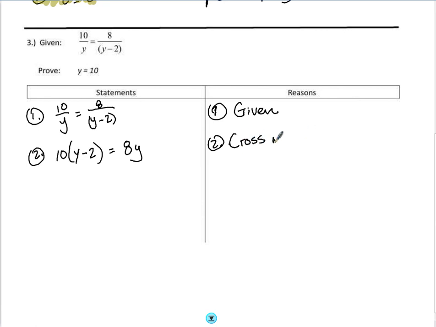Alright, now step 3. If I'm trying to solve for y, the next thing I might do is use my distributive property. So I'm going to get 10y minus 20 is equal to 8y, using the distributive property.